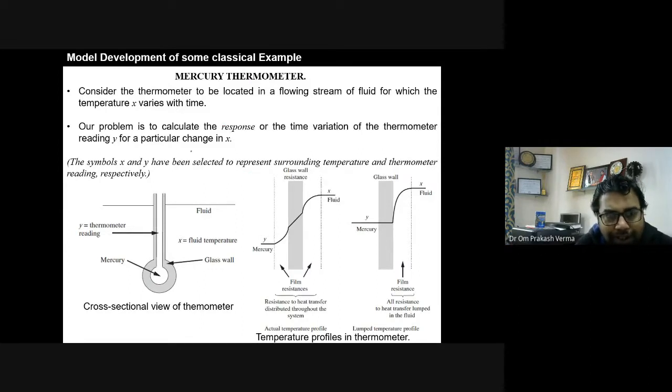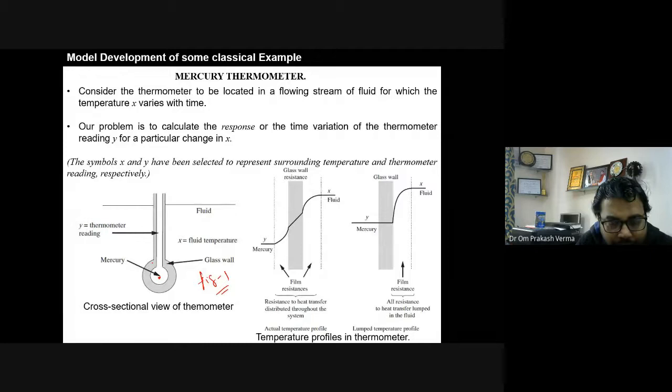You can consider the thermometer to be located in a flowing stream. This is the mercury, this is the fluid, and this is the glass wall, right? This is one kind of resistance. So what is going to happen here? Let's consider this figure, the cross-sectional view of the thermometer. Let's call it figure 1. This is the thermometer, and the mercury bulb is filled here.